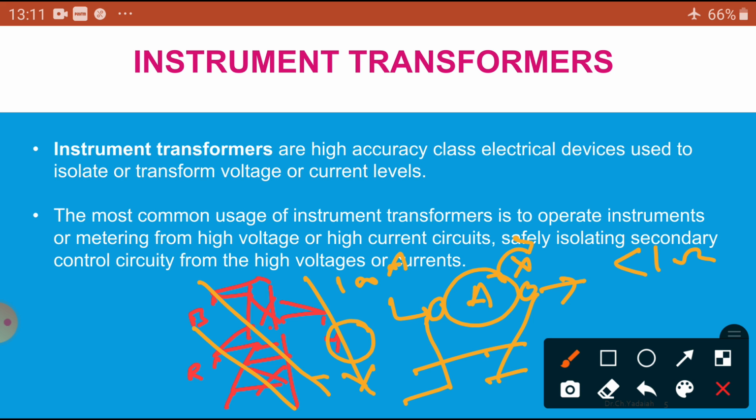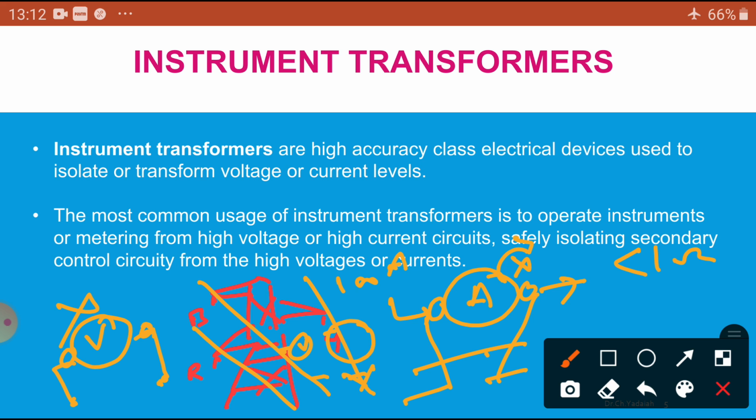Suppose I want to measure the voltage between two lines. A voltmeter also has two terminals, which are connected across the two points between which we are going to measure the potential difference. If I connect the voltmeter in between these two lines, it will burn out. For that purpose I am going to take the help of some instruments. Those instruments are instrument transformers. The instrument transformers are of two types. One is a CT, another is a PT.